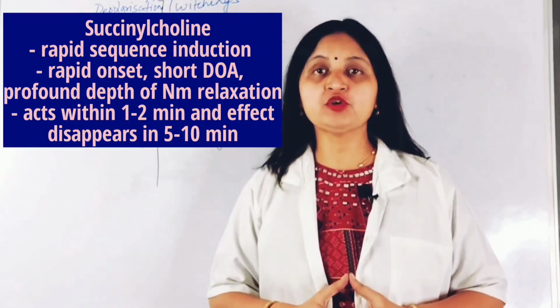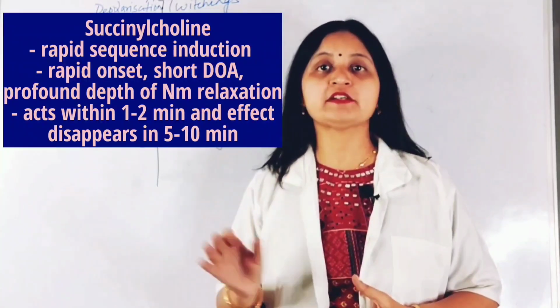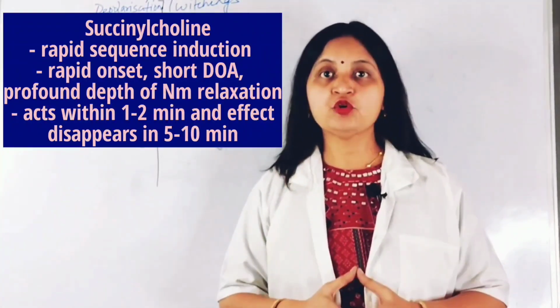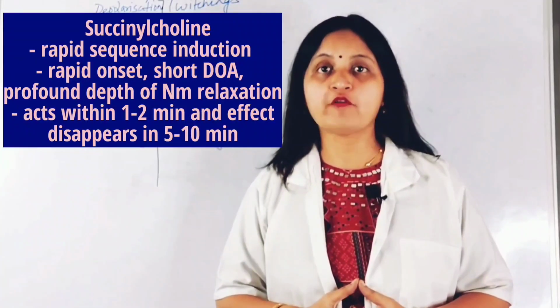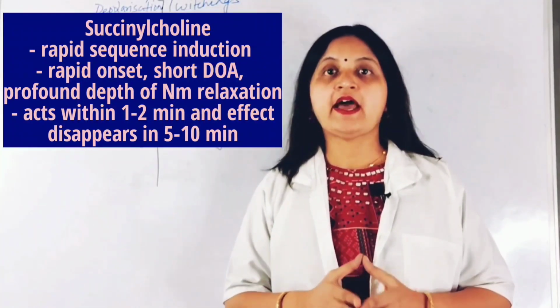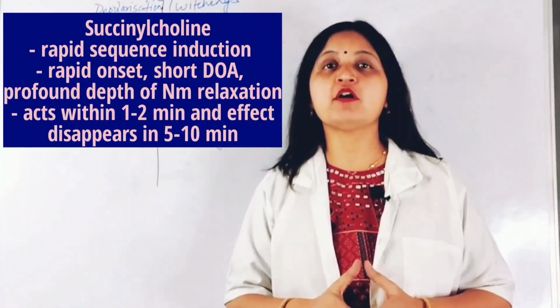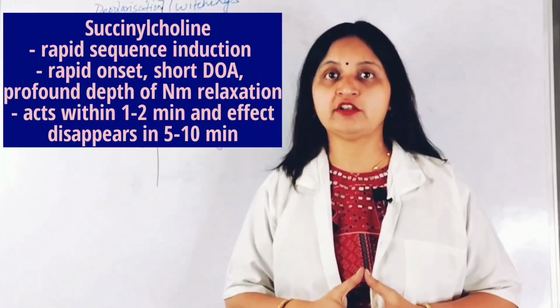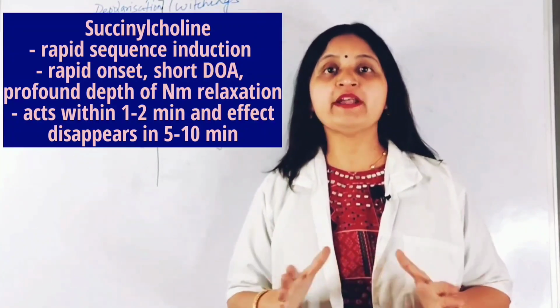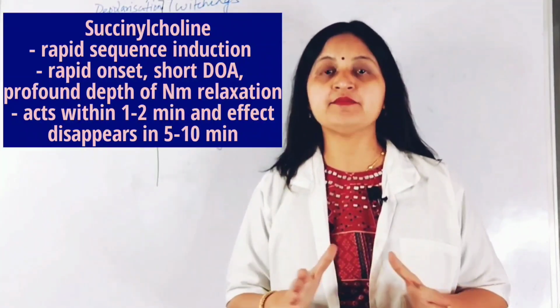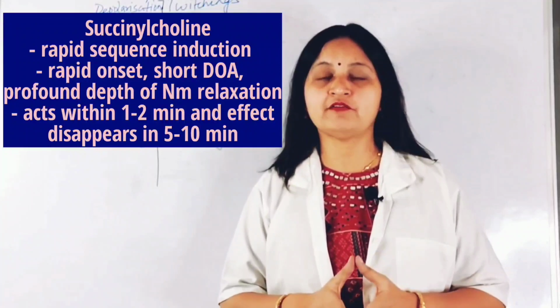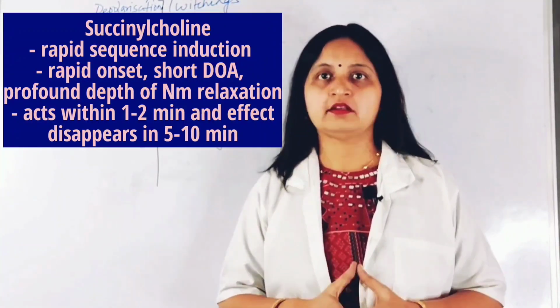Succinylcholine is the most commonly used depolarizing neuromuscular blocking agent. It is used for rapid sequence induction of skeletal muscle paralysis. Administered at a dose of 1 mg per kilogram, it initially causes twitchings and fasciculations on the chest and abdomen, which spread rapidly to the neck and the limbs, causing complete paralysis of the skeletal muscles.